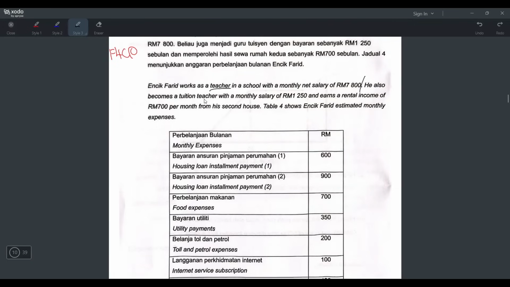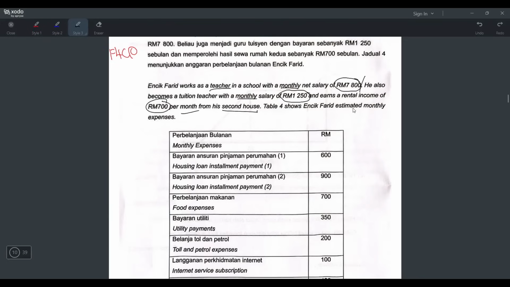Okay, he also becomes a tuition teacher with a monthly salary of 1,250. So dia ada tuition dekat school, also tuition teacher pun ada. So dia punya income from working at school is this. This one is working from tuition. And he also earns a rental income of 700 per month from his second house. So he will rent out his second house and earn a rental of 700 per month. Okay, these are all per month. Satu bulan, satu bulan, satu bulan.